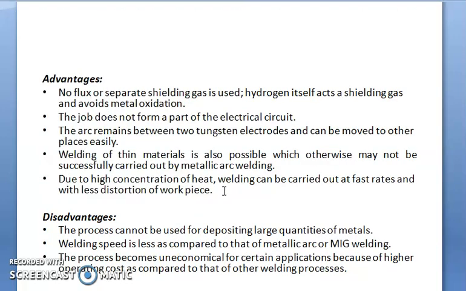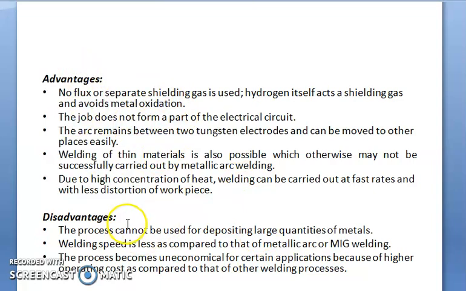Next we see some advantages of this process. This welding is very fast. An intense flame is obtained which can be concentrated at the joint, hence less distortion. The workpiece does not form part of the electric circuit, hence problems like striking the arc and maintaining the arc column are eliminated. A separate flux or shielding gas is not required because the hydrogen itself prevents oxidation of the metal and the tungsten electrode. This is all about some advantages.